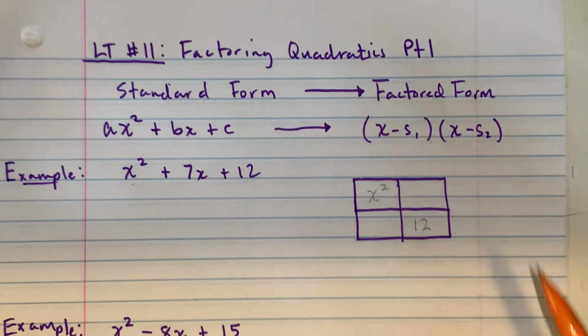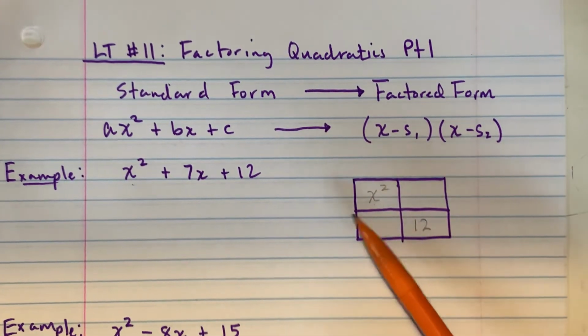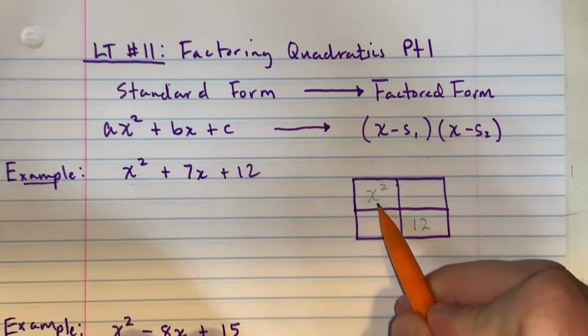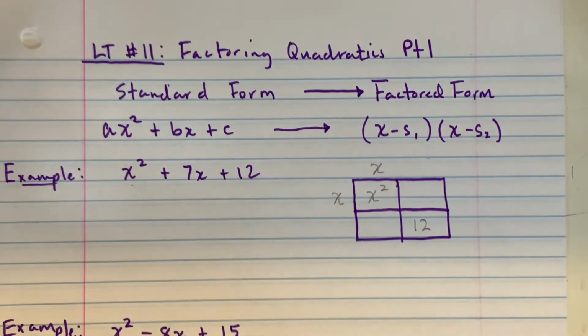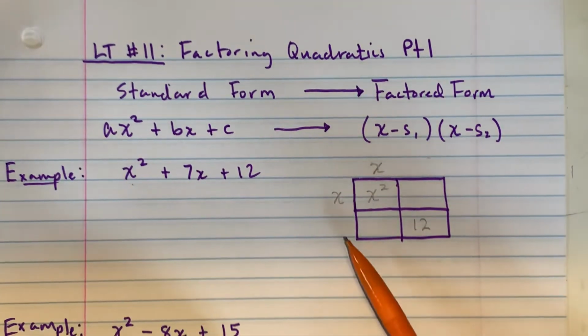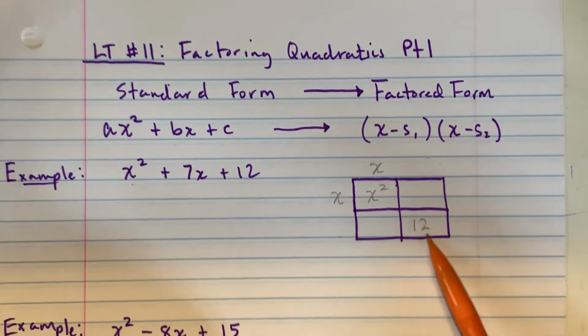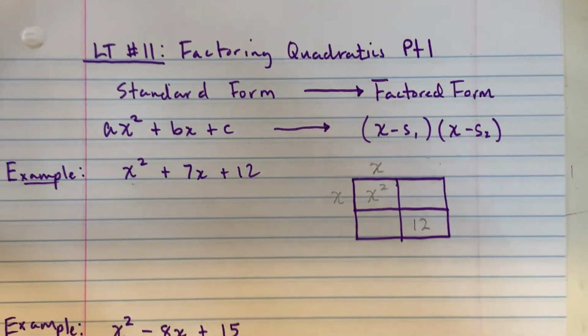Okay. So essentially what we're trying to find, because we're trying to go to factored form, is what these outside terms are going to be. When we have those, we've got our answer. The only thing that can give us x squared is an x and an x, so we know that has to be true. We also know that whatever numbers go here have to multiply to equal 12. So we can start thinking about numbers that would multiply to equal 12, and we can list that in a factor list like we've done in the past.